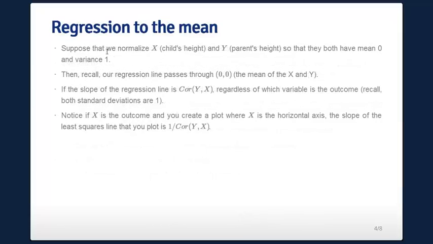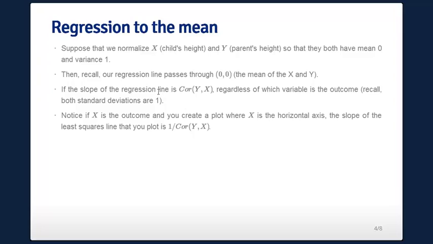And so let's investigate this in terms of height. Suppose we normalize x, the child's height, and y, the parent's height, so that they both have mean 0 and variance 1. So let's get rid of the difference in the spreads between the two variables and shift differences. Then recall our regression line passes through the origin. That's, in this case, the mean of the x's and y's.